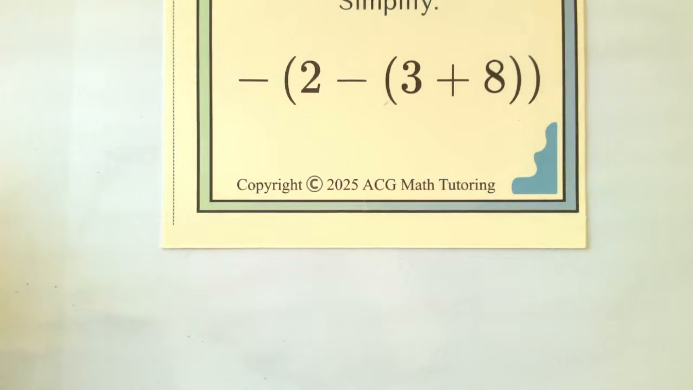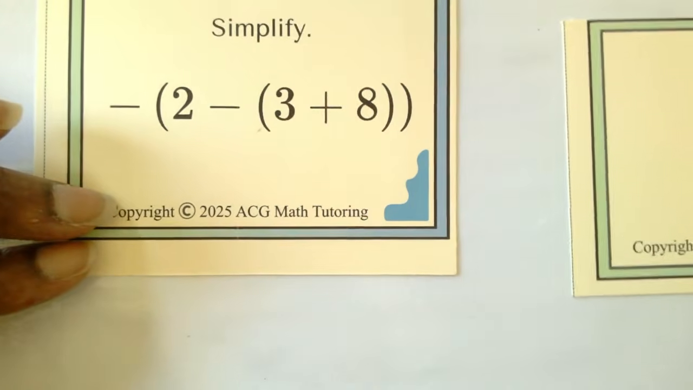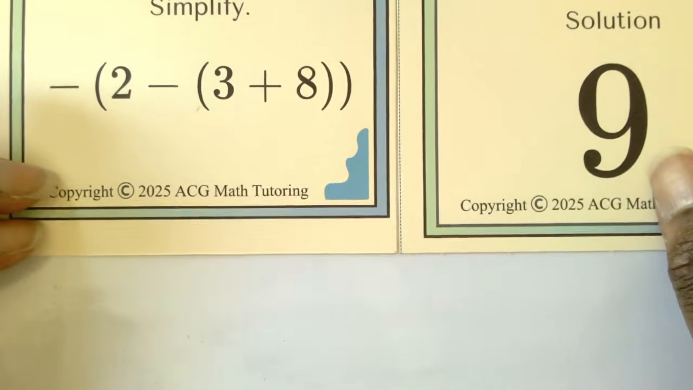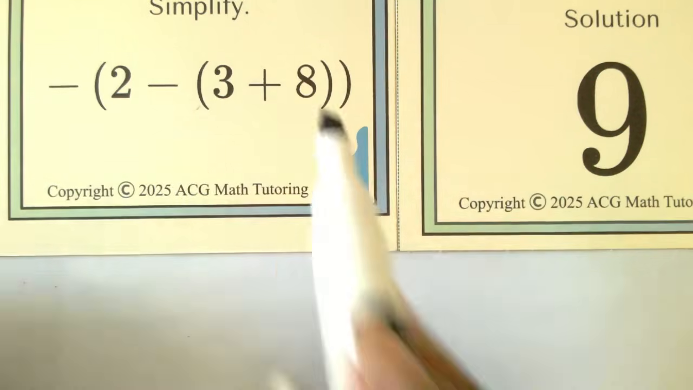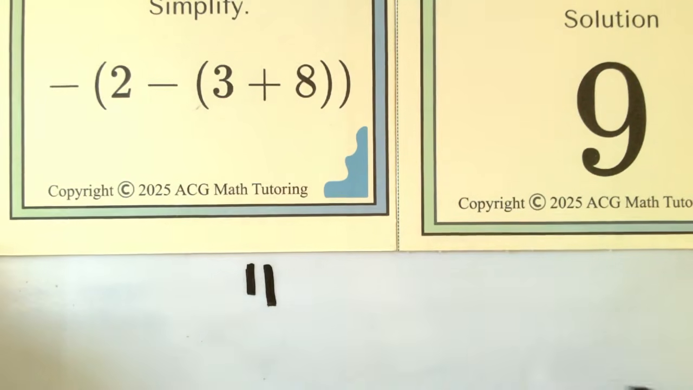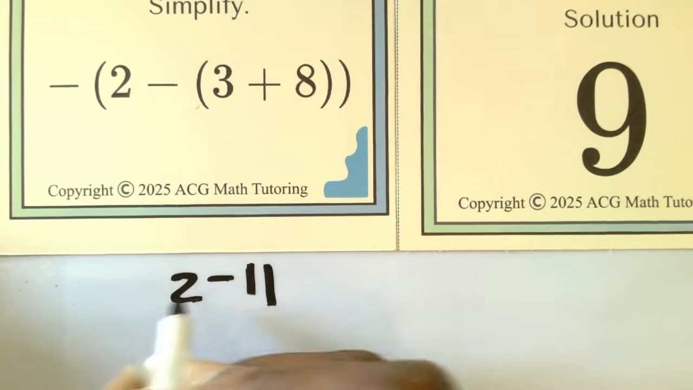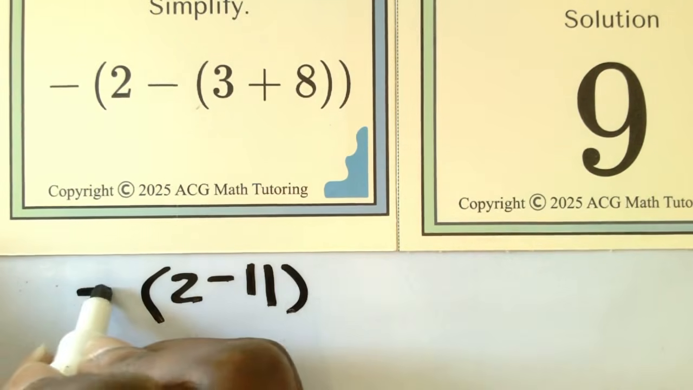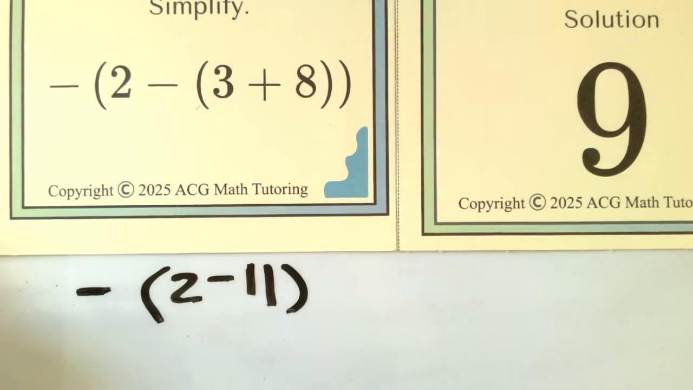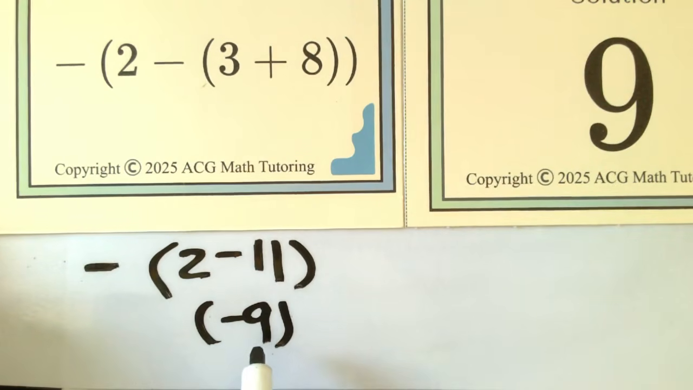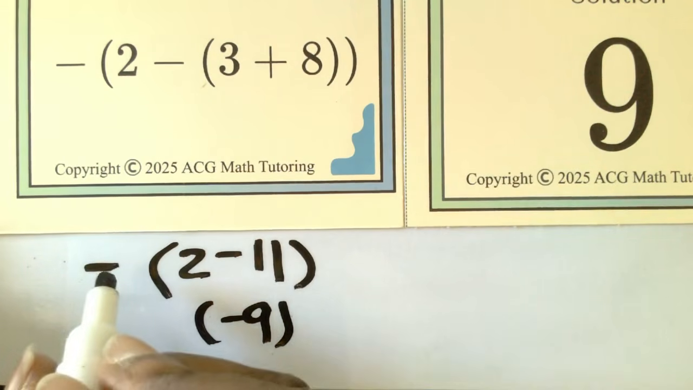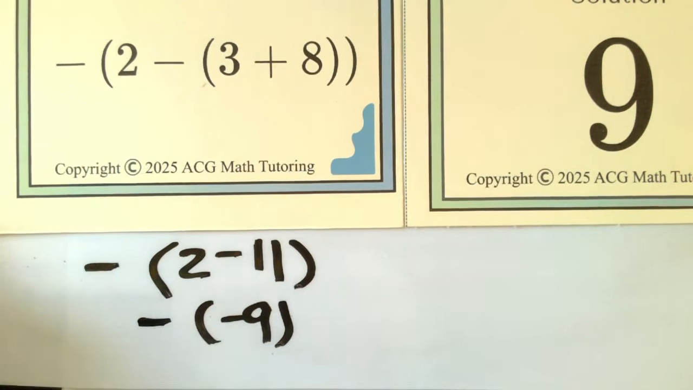Okay, so we should have an answer of 9. Let's take a look. So, inside the heart of the parenthesis, we have 3 plus 8. So that gives me my 11. Okay, minus the 2. This is inside the parenthesis, and we have a negative outside. So, 2 minus 11, that gives us the -9. So a lot of people probably stopped right here and totally forgot about this negative that's outside.